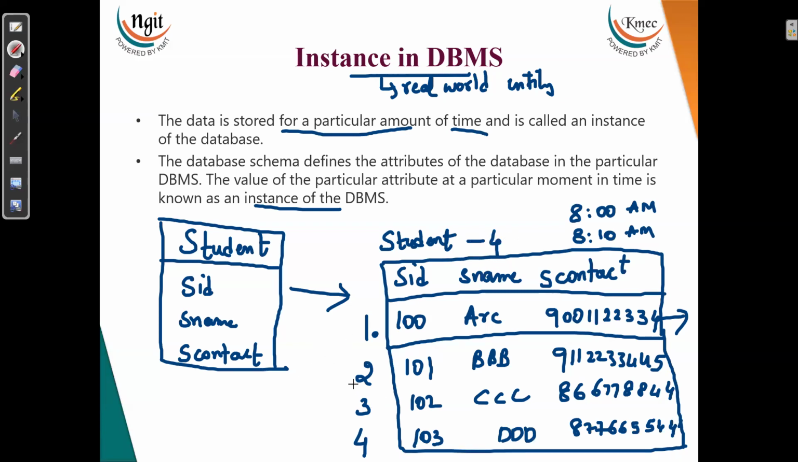Now, at a later point of time, I have deleted row 2 with the student ID 101. So, by 8:12 a.m., I found only 3 records. So the instance of the student table will give you 3 records. Okay. So at any particular moment of time, the number of records available in the database is termed as an instance of the database.